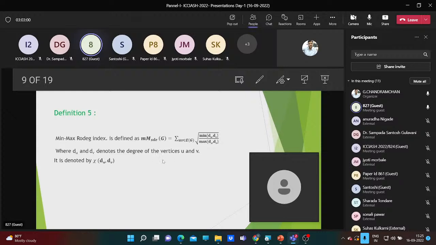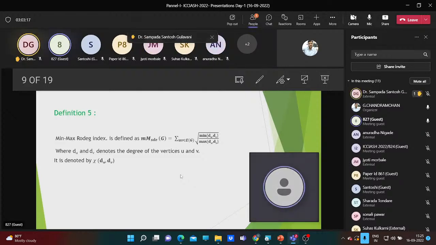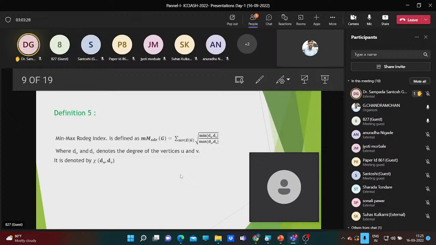That is, the min-max product index of the graph, MMSD of G, is the summation over u v belonging to E of G of the square root of the minimum of d(u), d(v) divided by the maximum of d(u), d(v), and it is denoted by psi of d(u), d(v).